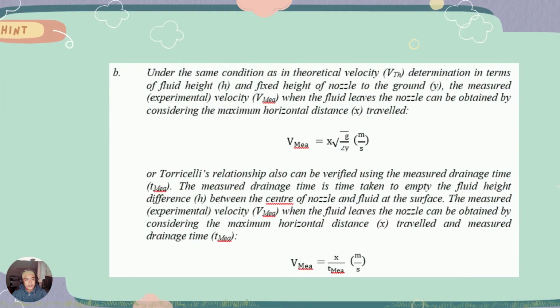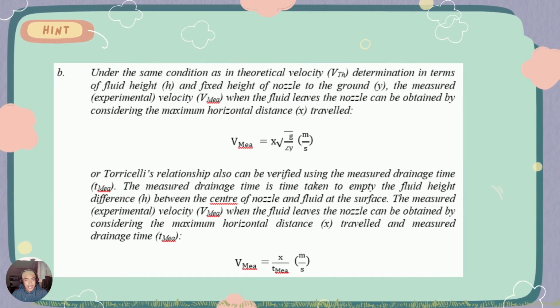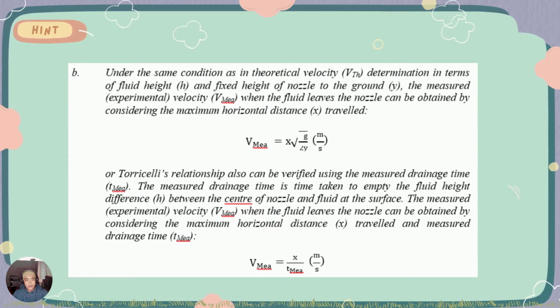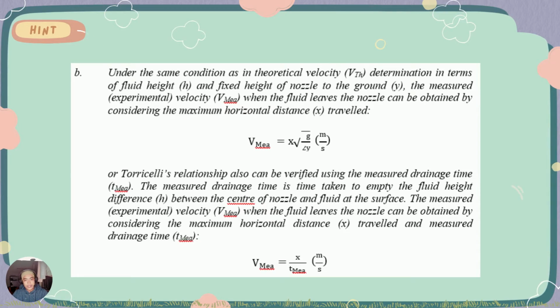The second hint is, under the same condition as the theoretical value, determination in terms of fluid head and fixed height of the nozzle to the ground, the experimental velocity when the fluid leaves the nozzle can be obtained by considering the maximum horizontal distance traveled, which is experimental velocity equals x times square root of g over 2y, in m/s.